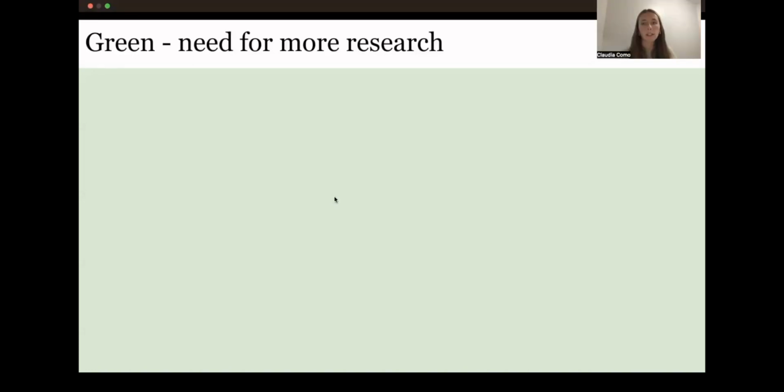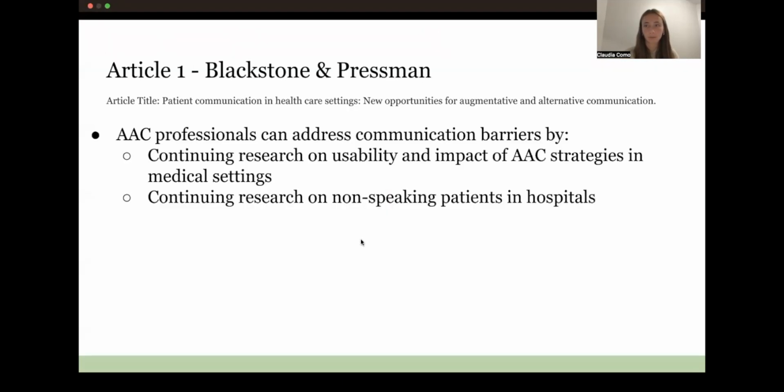So our green theme talks about the need for more research. Article 1 talks about how AAC professionals can address communication barriers by continuing research on the usability and impact of AAC strategies in medical settings, and also continuing research on non-speaking patients in hospitals in general. So there's research out there, but it needs to be continued.